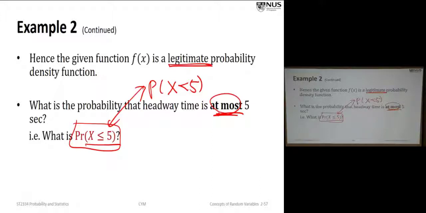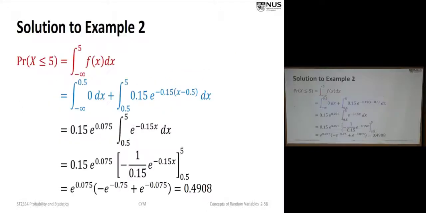At least 5. What is it? X greater than or equal to 5, including equal, at least. All right? Okay, so just do the integration. So this is the answer, 0.49.